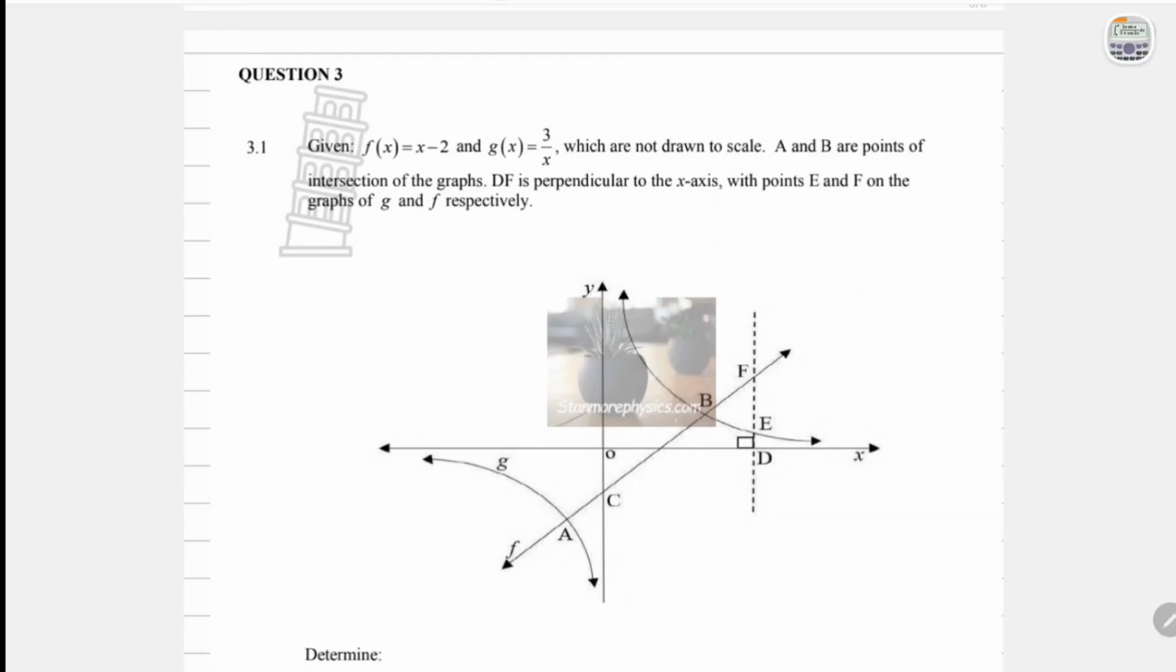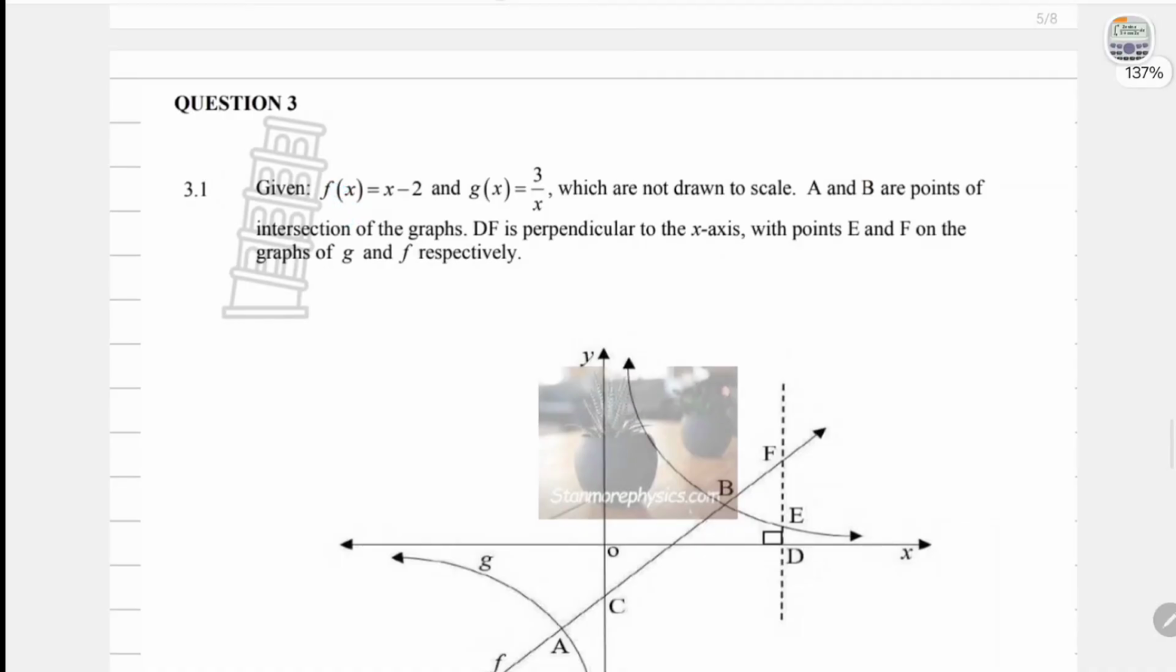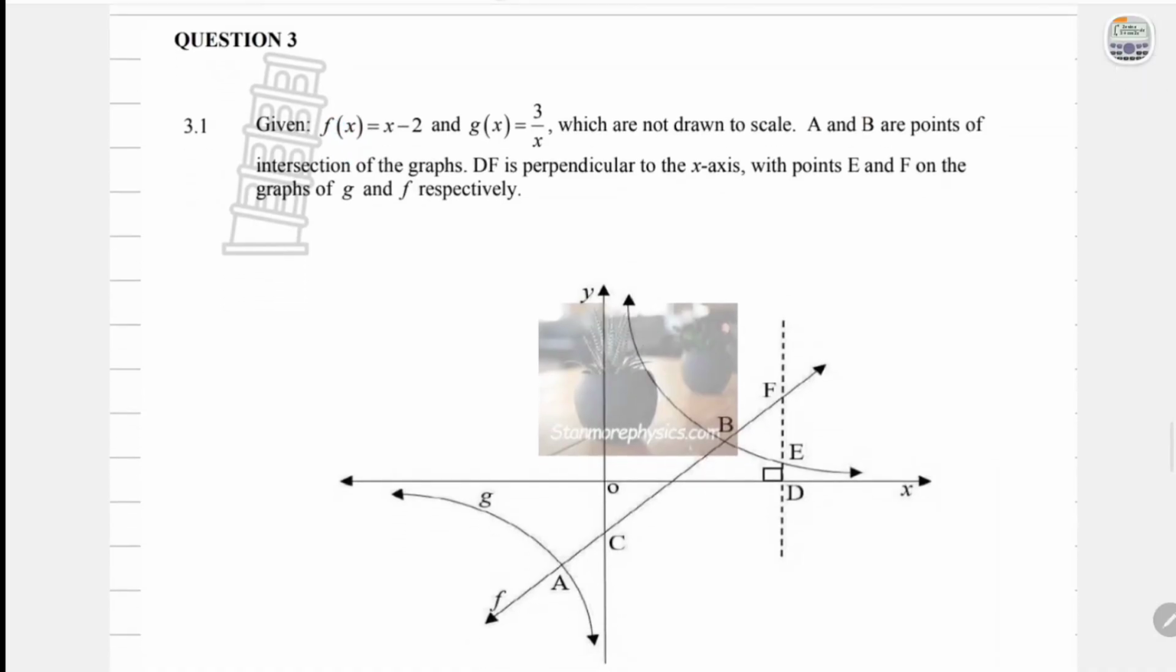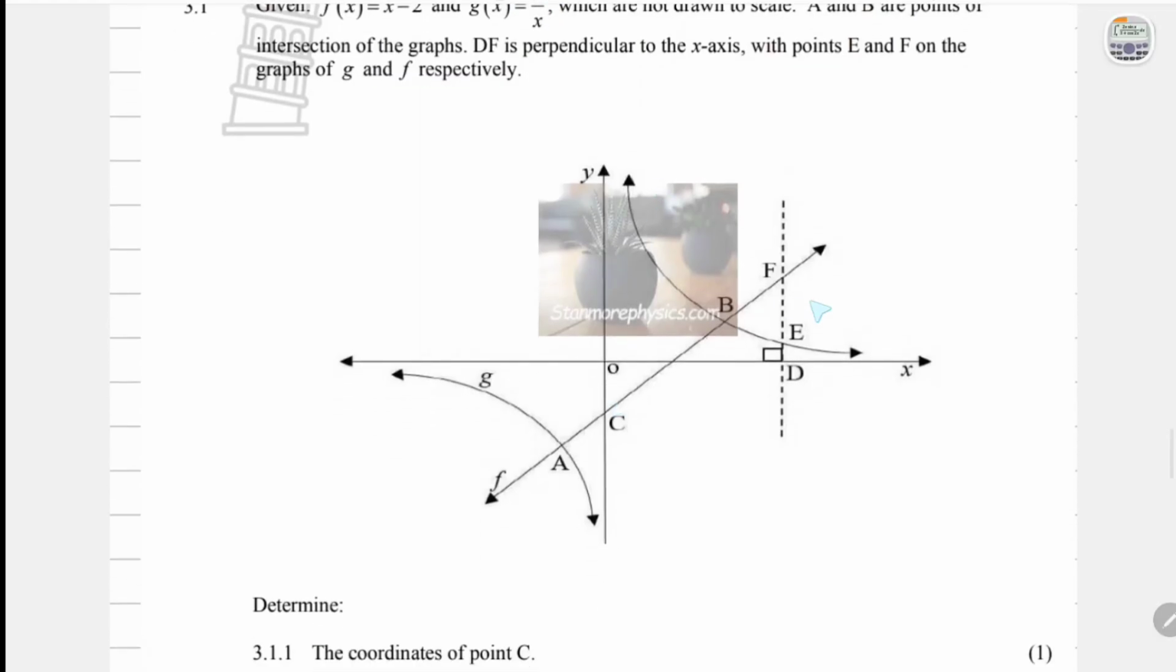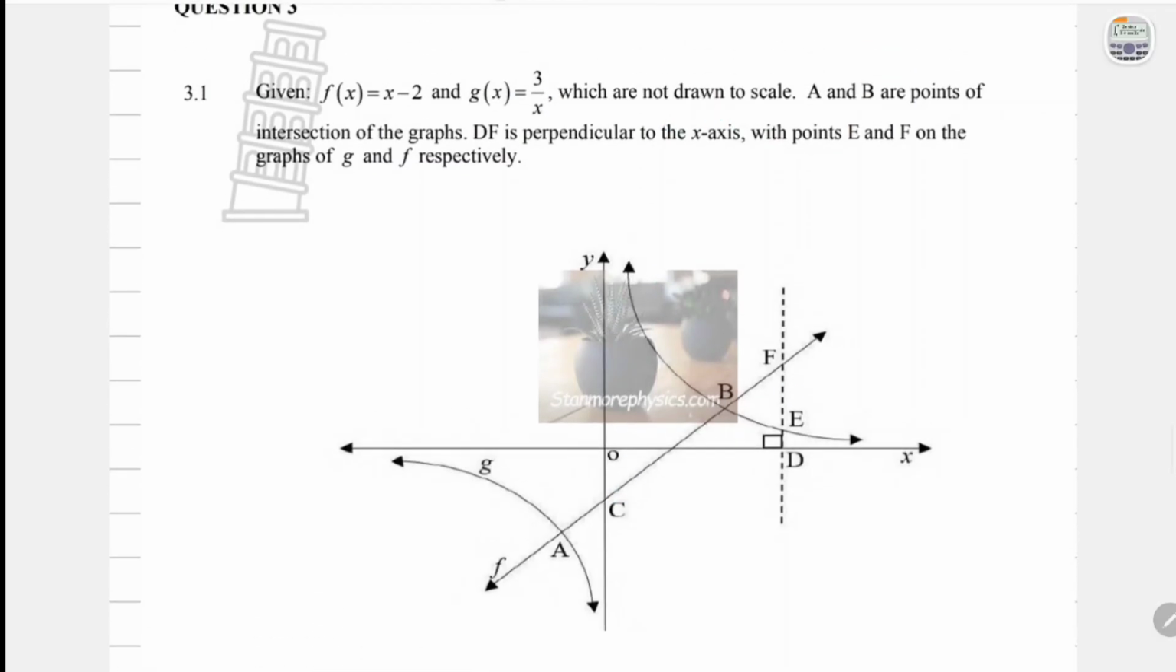Okay, question 3 says 3.1. Given f of x is equal to x minus 2, which is a straight line, and g of x is equal to 3 over x, which is a hyperbola, which are not drawn to scale. Okay, A and B are points of intersection of the graph. As you can see, A and B are where these graphs intersect. DF is perpendicular to the x-axis, so it forms 90 degrees there with the x-axis, with points E and F on the graphs of g and f respectively. Okay, so that's all we have here.